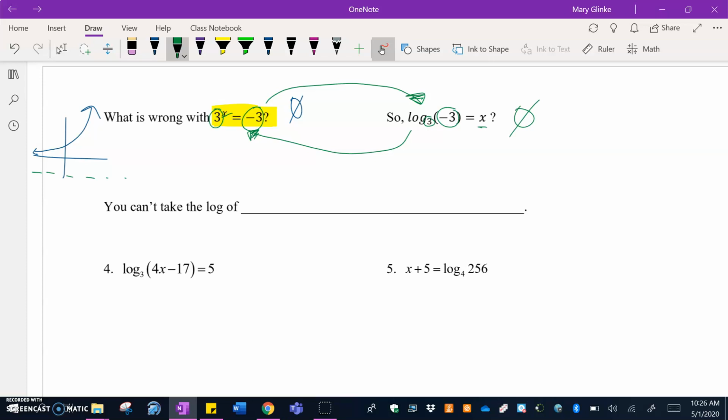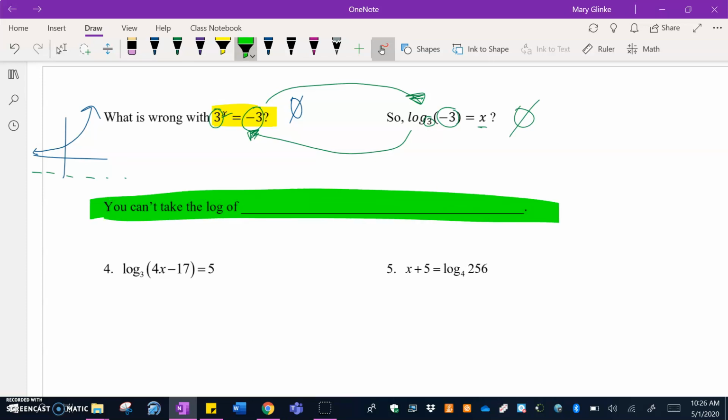So therefore, this key takeaway right here: you cannot take the log of negative numbers or 0. You cannot take the log of 0 for the same reason. Like 3 to what power equals 0, it just doesn't work. Okay? So this is why we always have to check our answer and make sure that we don't have a negative inside the logarithm or a 0 inside the logarithm.